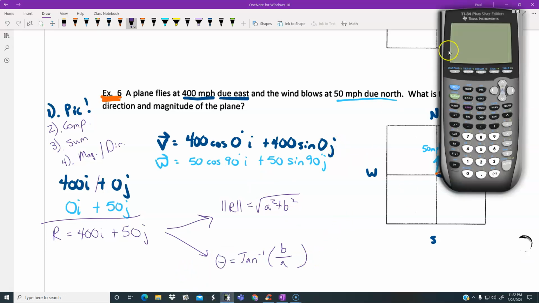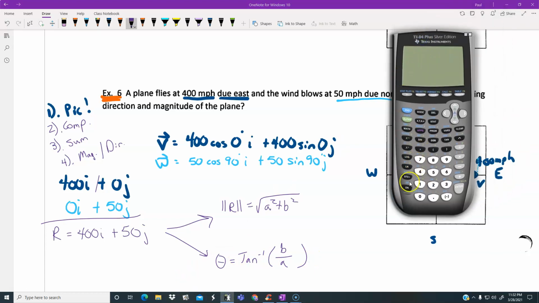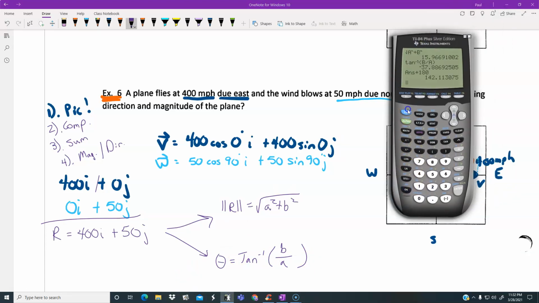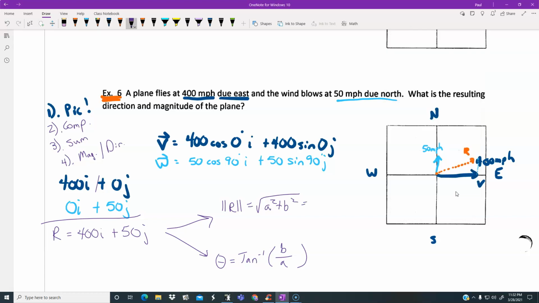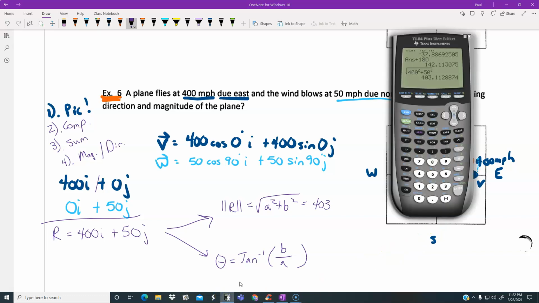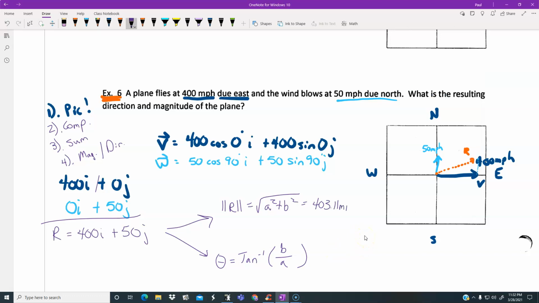And if I put those in my calculator pretty easily, I'd get the square root of 400 squared, not 40, 400 squared, plus 50 squared, and I would get a magnitude of 403 miles an hour. So it did get to go a little bit faster than 400 miles an hour. 403.11 miles per hour.